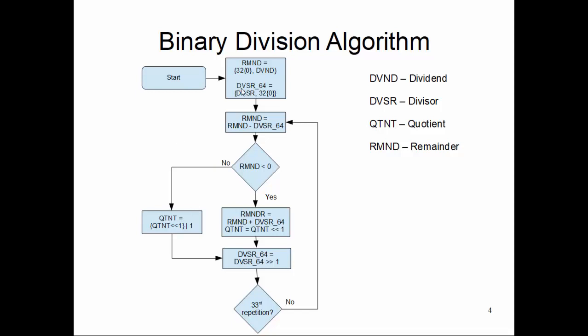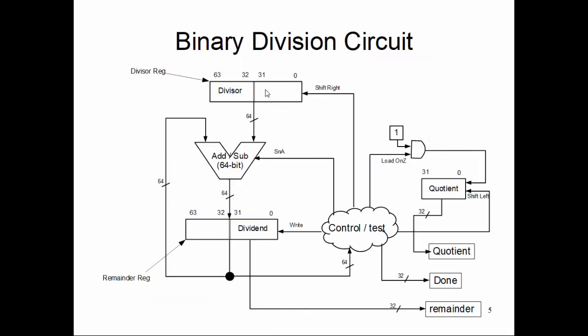And of course your divisor 64 is a 64-bit register, and it has to have at least the right shift capability by 1 bit. The remainder register doesn't need any shift capability. You basically just load some value into it. That's it. So how do we construct it now? We take a divisor register, put the divisor in the upper half of the 64 bits, lower half being 0, and this has a shift right capability, and the shift right control comes from the control and testing circuit.